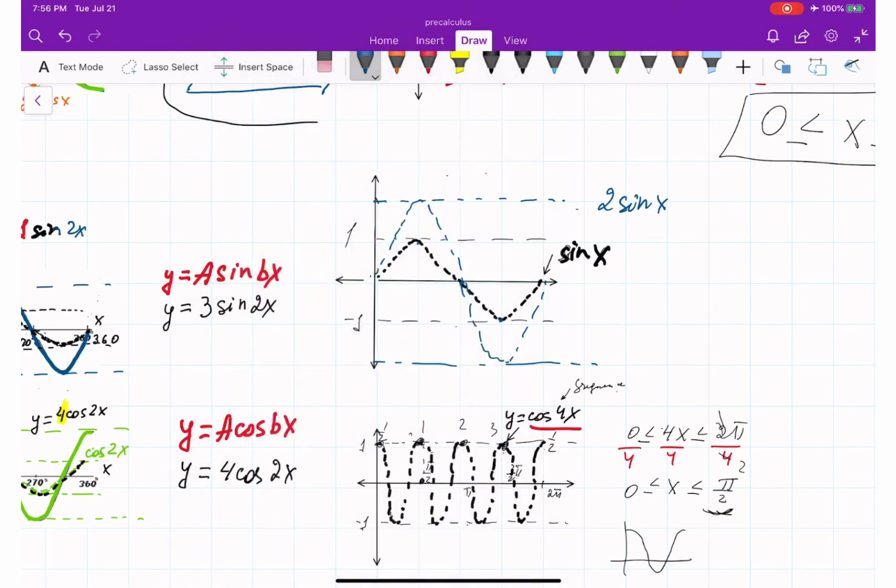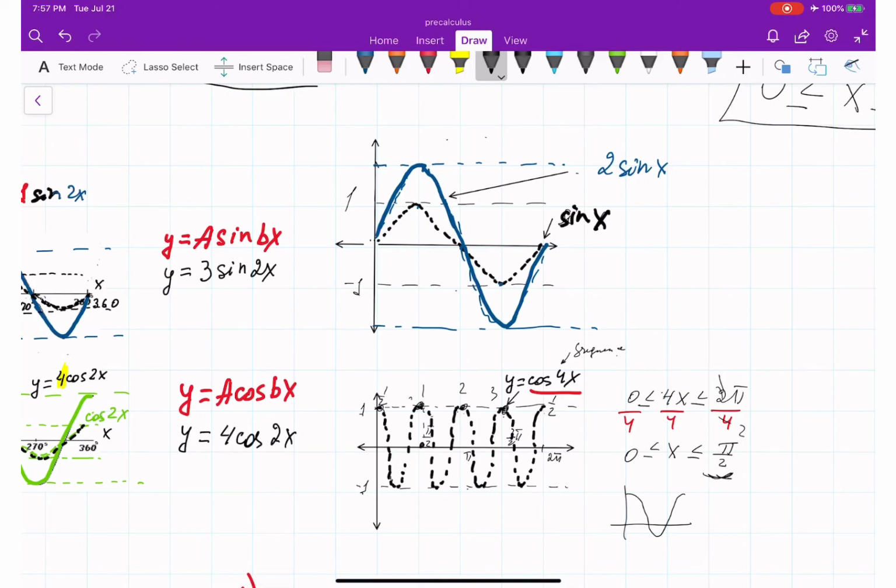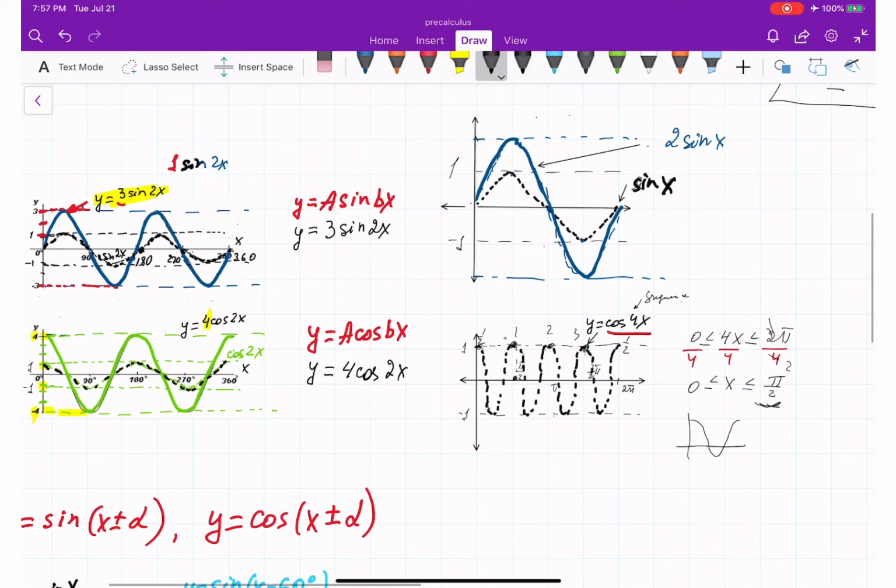So it will go, okay. Come down and then come all the way here. And this is going to be your 2 sine x. I hope you are doing good.